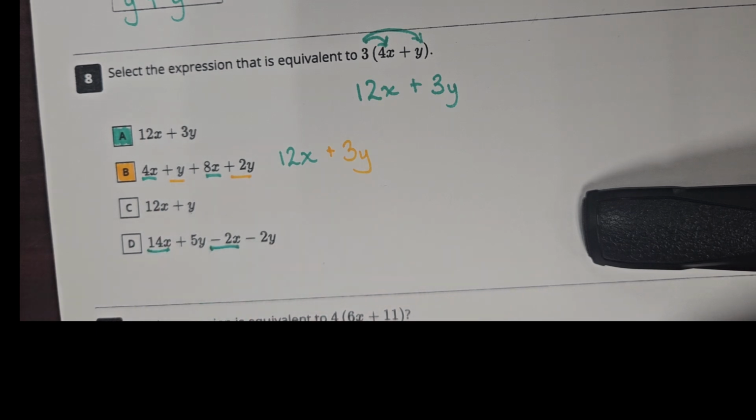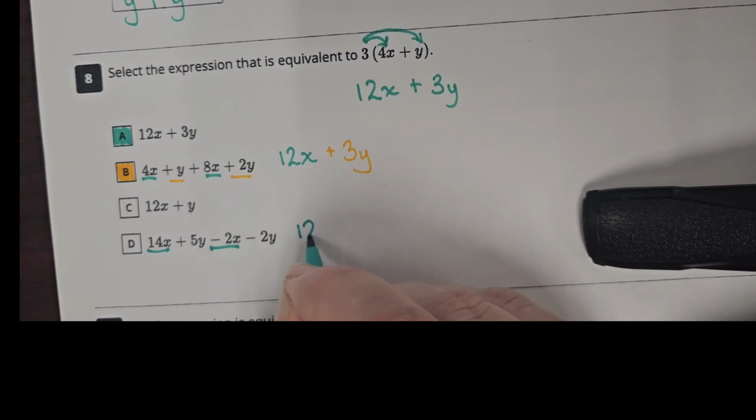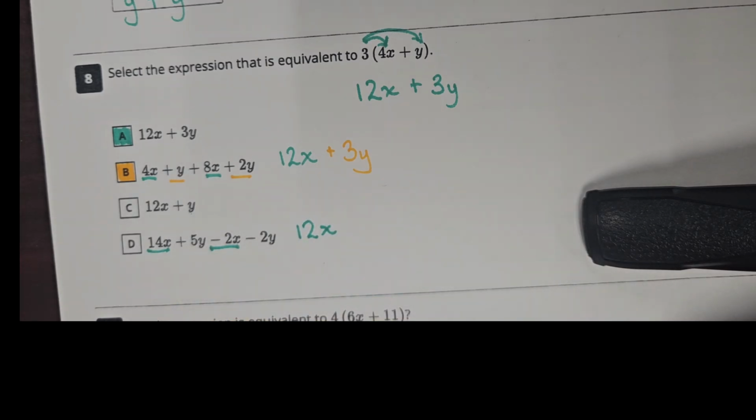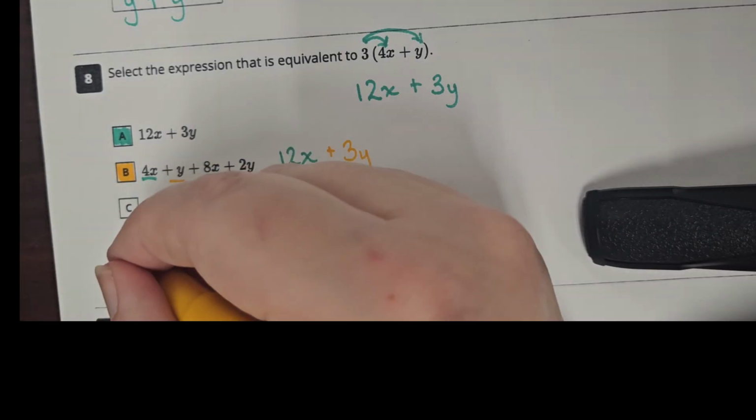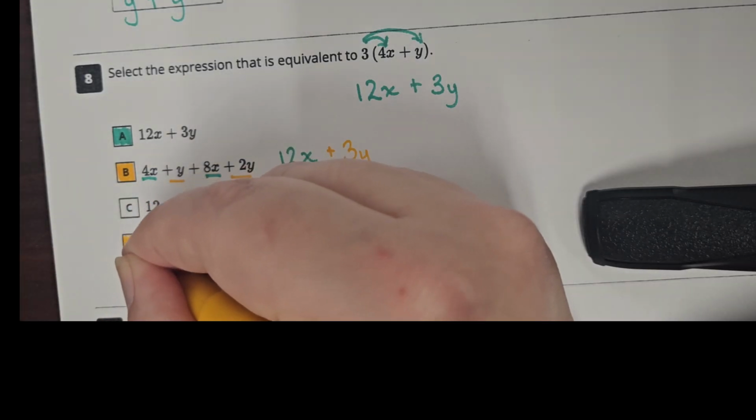14x minus 2x gives me 12x. And 5y minus 2y gives me 3y. So D is also equivalent.